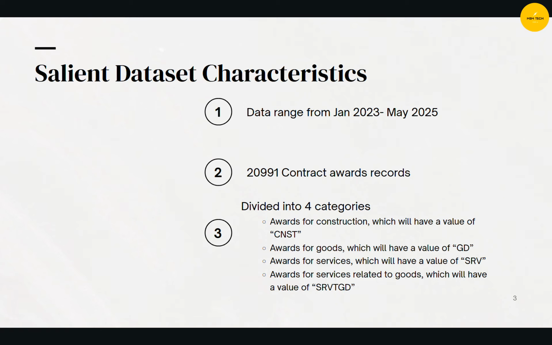Coming to the dataset characteristics, the dataset that I have chosen covers all the contracts that have been awarded from January 2023 to May 2025. As you can see, it's more than 20,000 contracts awarded all across Canada. In the dataset, all these contracts are divided into four categories: construction, goods, services, and services related to goods.